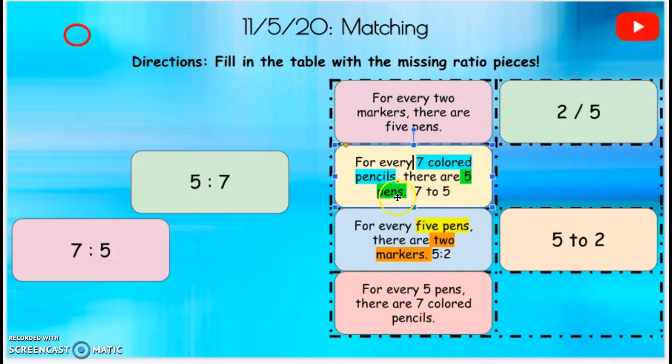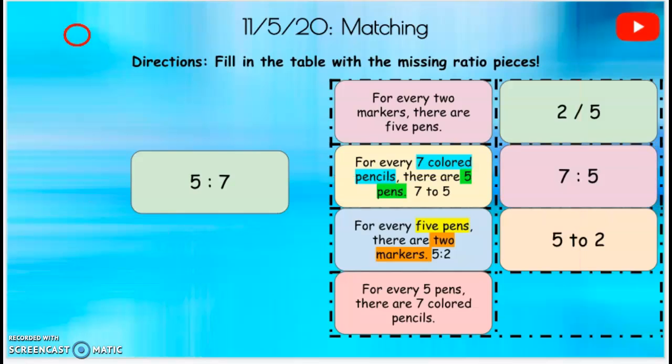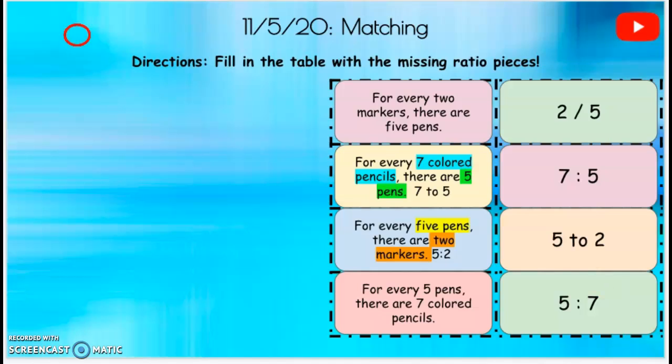Perfect. Okay, so 7 to 5, same thing. You can still write it as 7:5. Let's make sure that last one matches up. For every 5 pens, there are 7 colored pencils. So we have that 5, and then we have that 7. 5:7, 5 to 7. Yes, indeed. That is it for the matching. Great job.